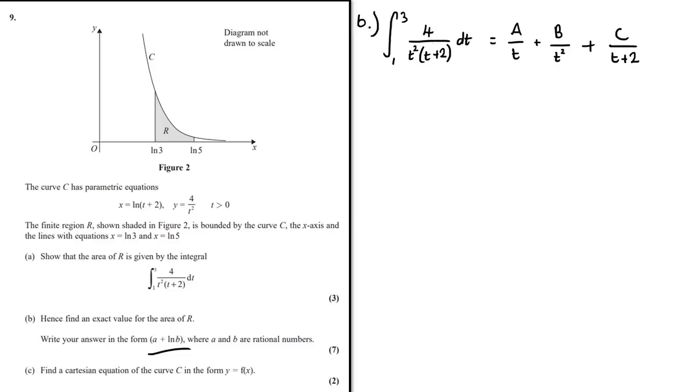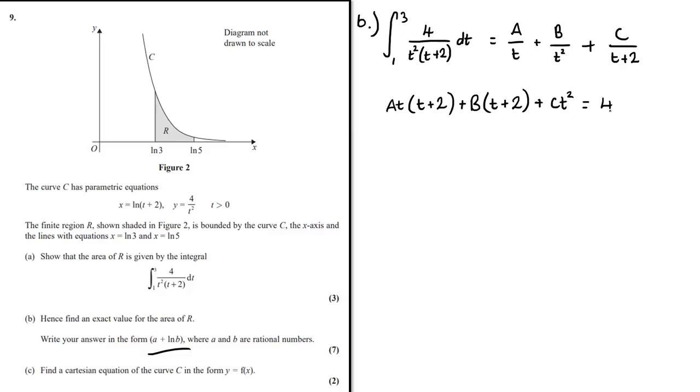To do this, we get everything over a common denominator. This A here, what I need to times A by is t, since this is just a denominator of t, so that must be another t, and then t plus 2. So I get A t times t plus 2. Well, B here is already over t squared, so I only need to times that by t plus 2. So we get B lots of t plus 2. And then finally for C here, this is over t plus 2, so we just need to times it by t squared. So we get C lots of t squared. And this is all equal to the numerator, which is 4.